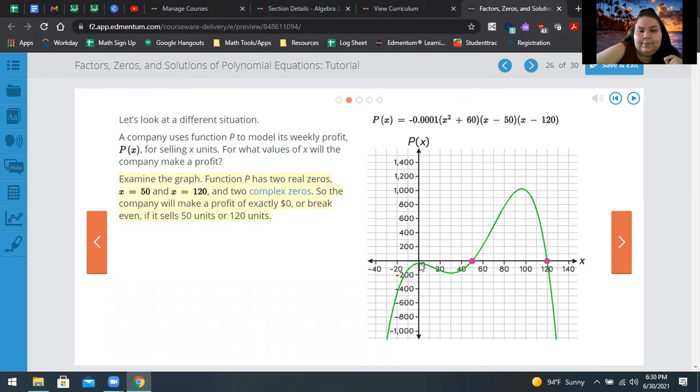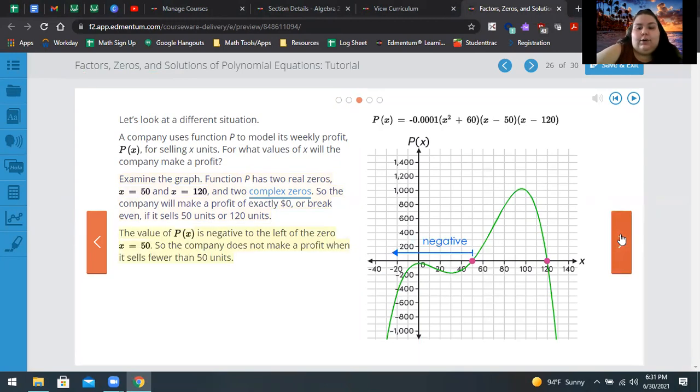Keep in mind, this doesn't touch the x-axis, so there's no zero there. There's only two zeros, the 50 and the 120. And this is the only time you're making profit. So if you sell your shirts anywhere from 50 to 120, preferably around 100, that's when you're going to make the most amount of money. But again, you'd rather have a profit of zero than be in debt.